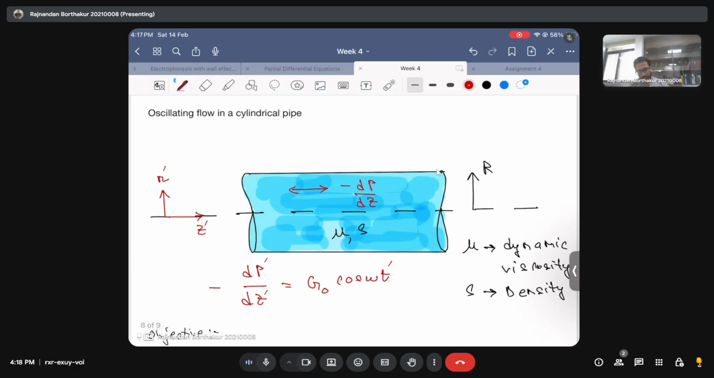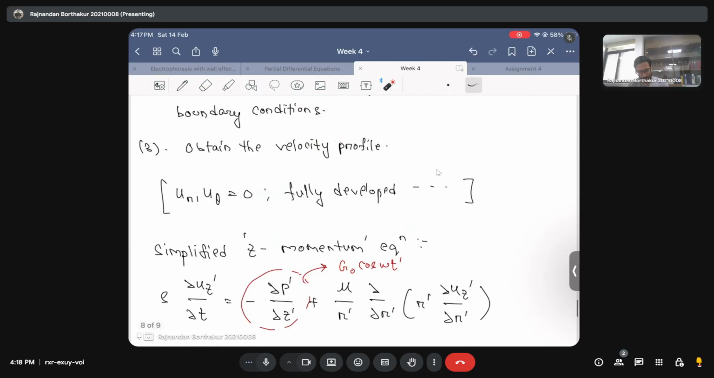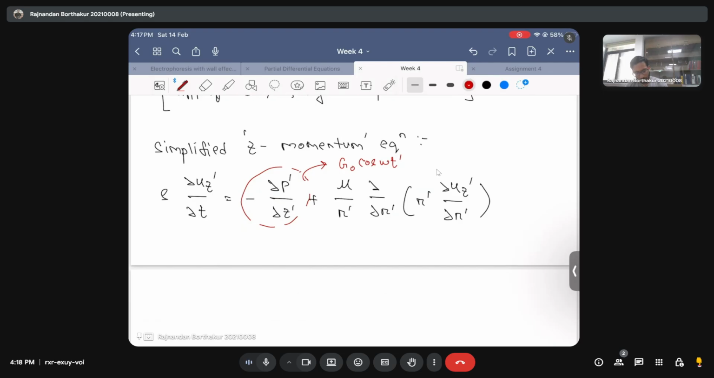Okay, that your dp by dz, or del p by del z, because you know that your del p by del z can either be constant, but here it is at max a function of time because this is oscillatory in nature, and that's the reason why this is equal to g naught cos omega t prime. Okay, so I'll write it down.